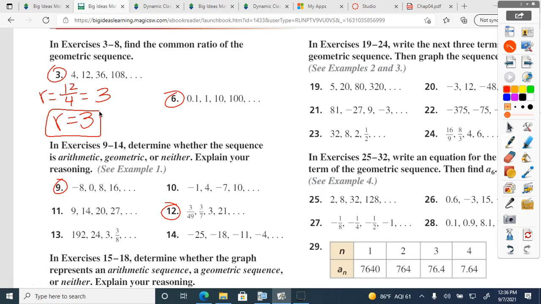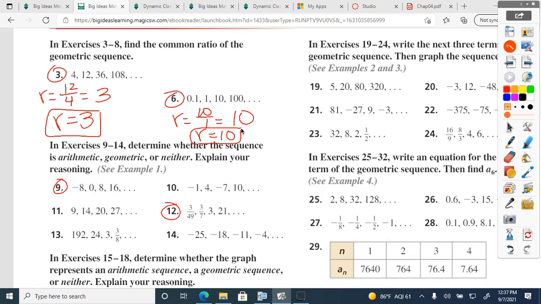Now 6. Can I do 1 divided by 0.1? I can, but is that the easiest one to do? Or, even easier, 10 divided by 1. What's 10 divided by 1? 10. So the R is 10. That's all you have to do on those.